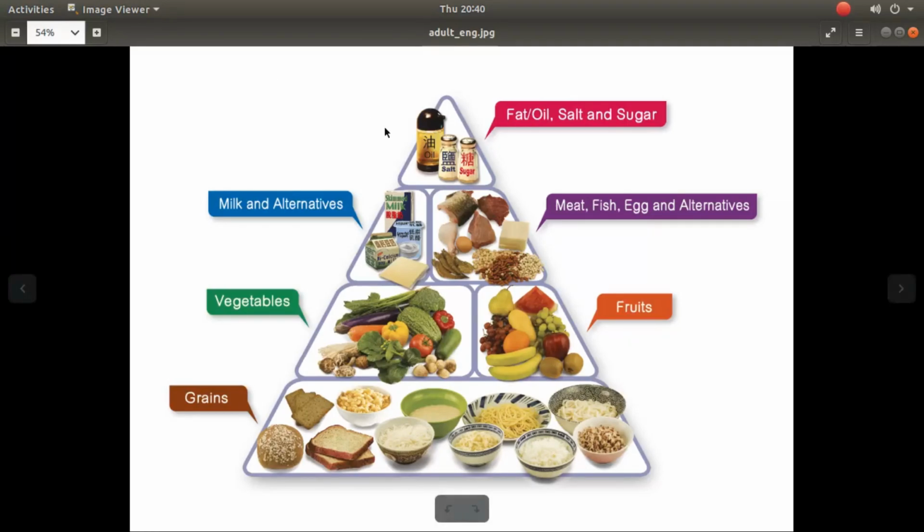Now here in the picture we can see, my dear children, the various things which our food should contain to make it a balanced diet. It should contain grains, vegetables, fruits, milk and milk products, meat, fish, egg, and also fat, oil, and sugar.